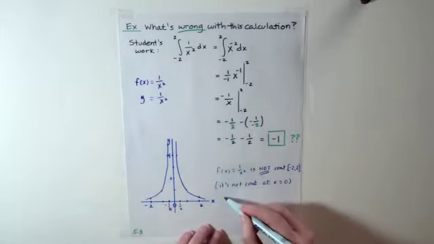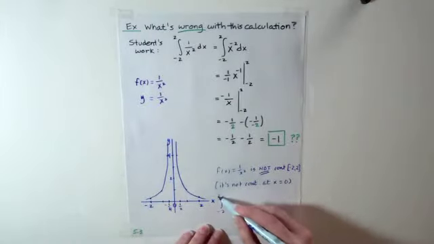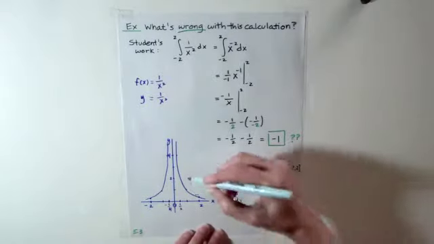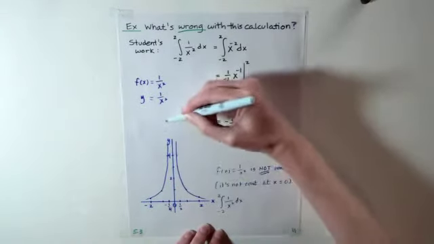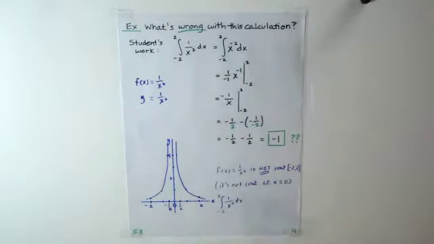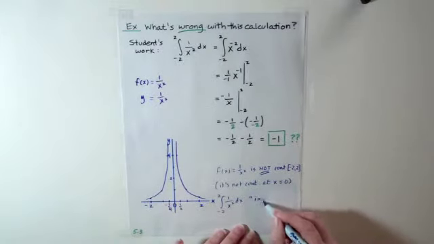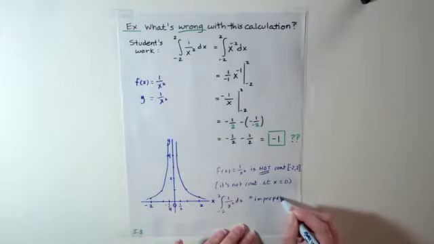This type of integral, where you have a discontinuity and your function essentially goes to infinity, the output values go to infinity as we get close to 0, is what's called an improper integral.